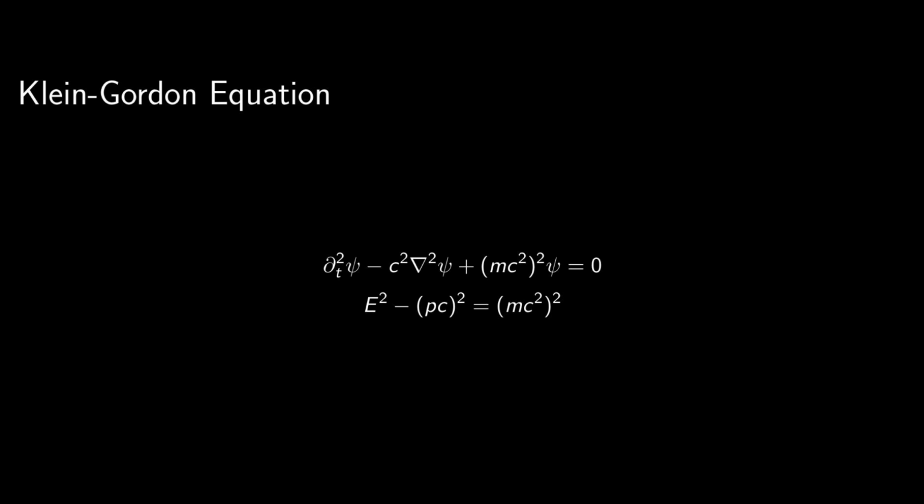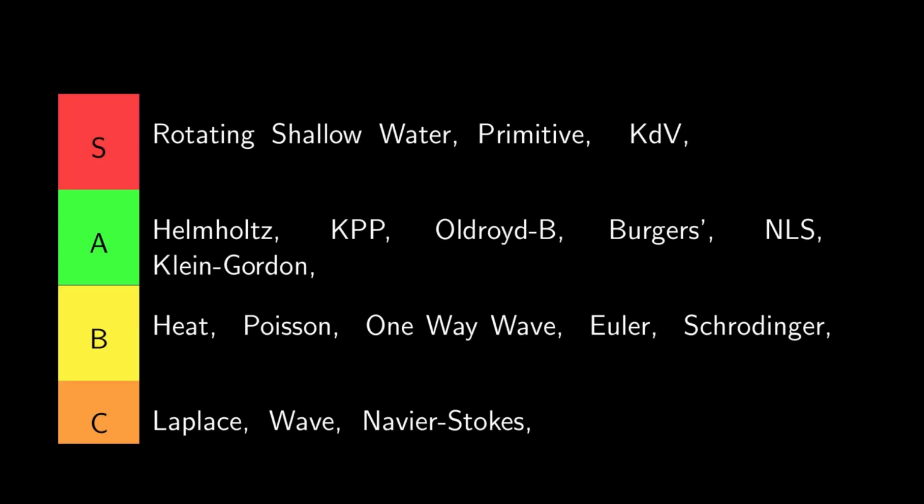Since it doesn't describe spin, other equations like the Dirac and Proca equations are needed to do what Klein-Gordon set out to do. It also shows up as a relatively simple example of a dispersive wave, which is an important feature to consider in wave dynamics, and was used as such as a toy model during my dissertation. A tier.